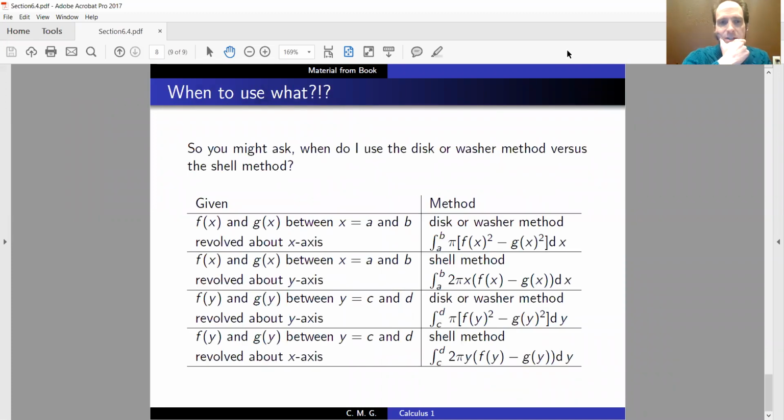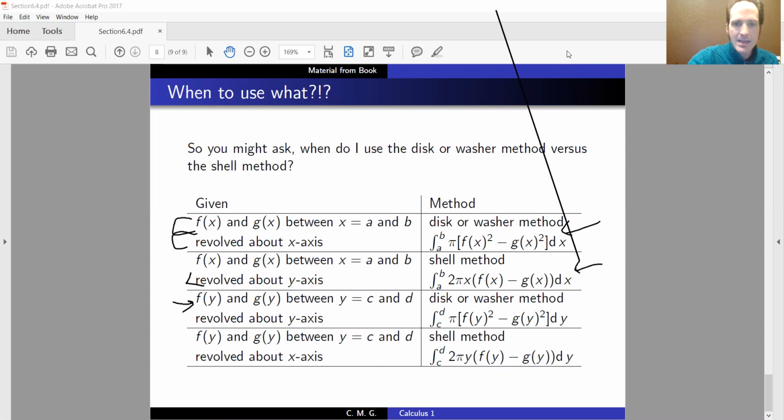Well, that's not too bad. If both of my functions or one of my functions are given in terms of the x value and I revolve about the x-axis, that's a disk or washer method. If I have everything in terms of x and I revolve about the y-axis, that's the shell method. Same sort of deal. If I have everything written in terms of y and I revolve about the y-axis, that's a disk or washer method. If I have everything in terms of y and I revolve about the x-axis, then I'm going to use the shell method.